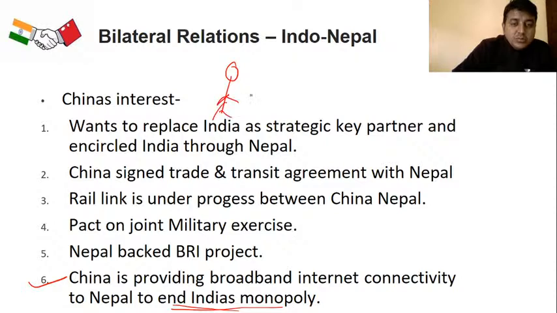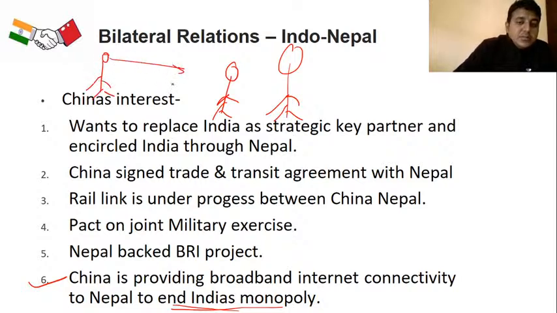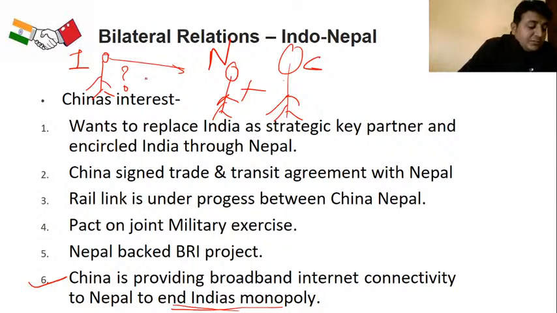So here is you, here is I, and here is some of your friend. He is watching. Why is this person having a problem with this relation? Am I right or wrong? Here is you. Let's consider you as Nepal. Here is China. Here is India. This country is poor. This country is rich. They are going to provide internet. They are going to provide other resources. Then why is the problem with India?